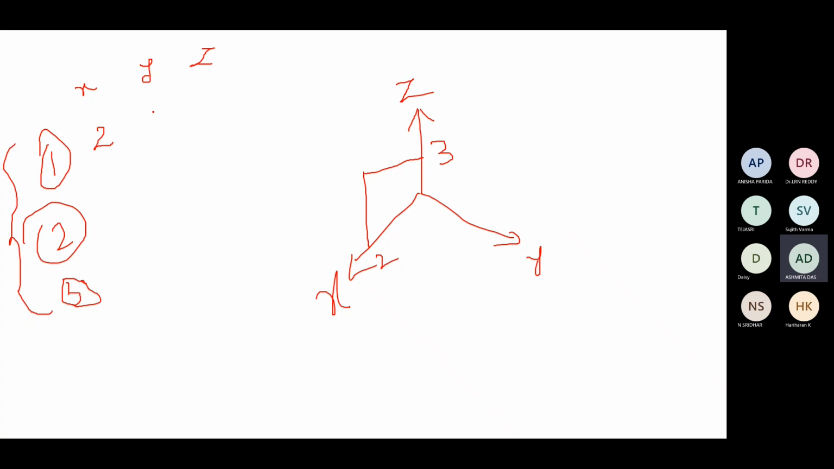It will be 0 or infinite? Infinite, ma'am. Infinite. Because it is parallel to y-axis, the intercept is considered as an infinite value. This plane will intersect the y-axis at infinite distance. So the y will become infinite. So what will be the z? 3.